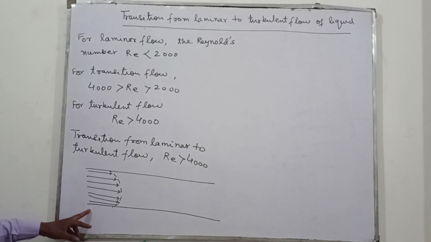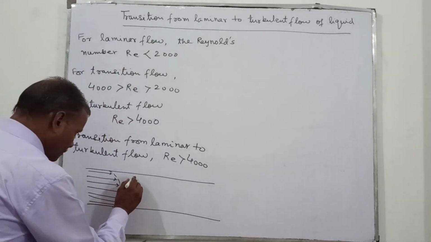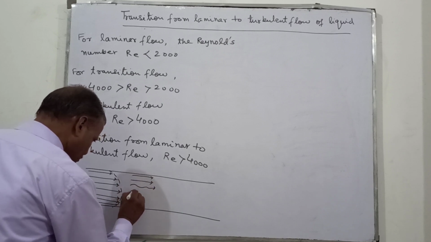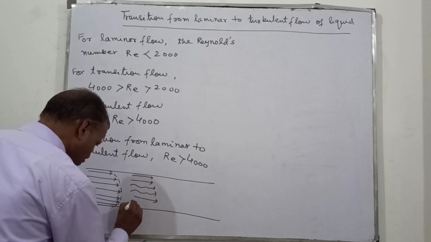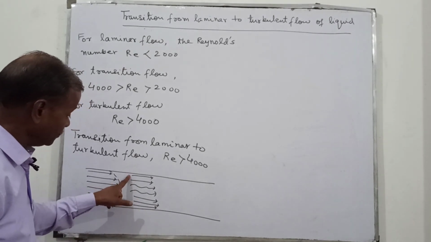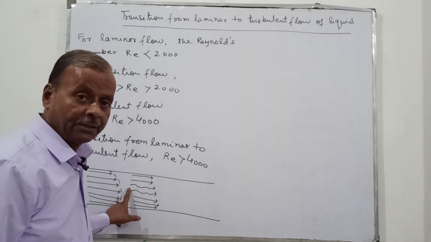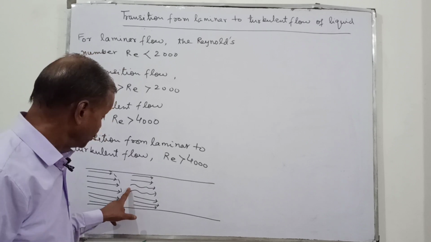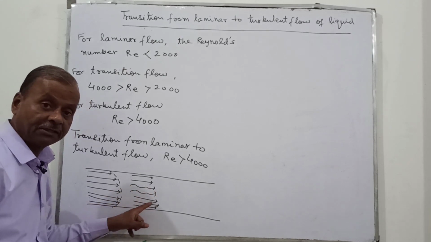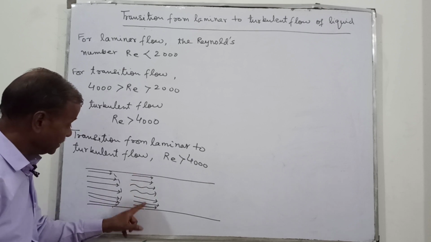This is the laminar flow. The layers have the parabolic path. This is the transition flow. Here near the axis of the pipe, the disturbance in the flow starts. So you can see that these layers are not straight but zigzag. So this is the mixture of the two flows. So this is the transition flow.